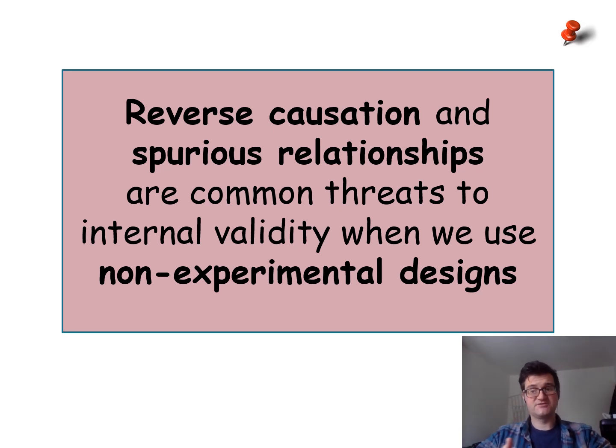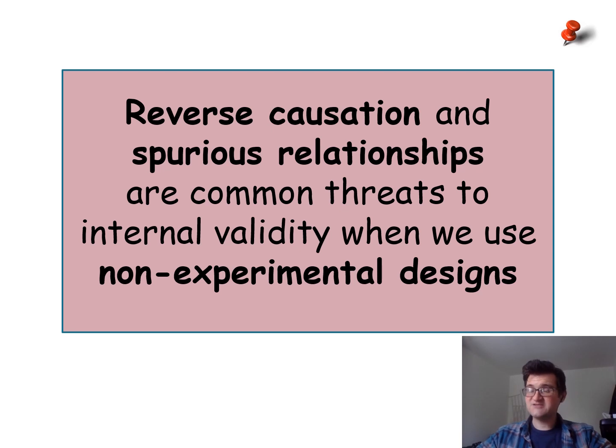What's happening is there's this third variable, ambient temperature. The hotter it is, the more ice cream people eat on average. The hotter it is, the higher the rate of violent crime, particularly homicide. So both of these things, reverse causation and spurious relationships, are just endemic to non-experimental research. Again, the reason they happen is because we do not have full experimental control, right?